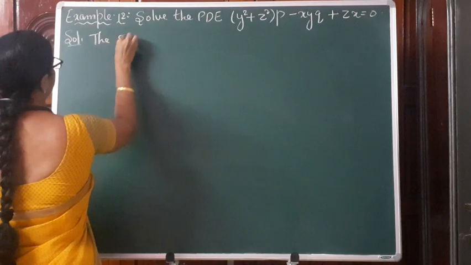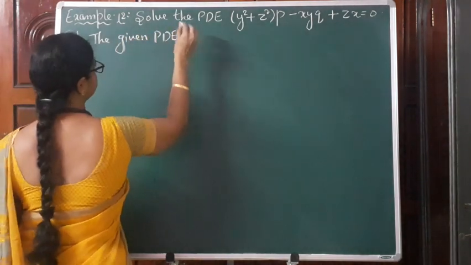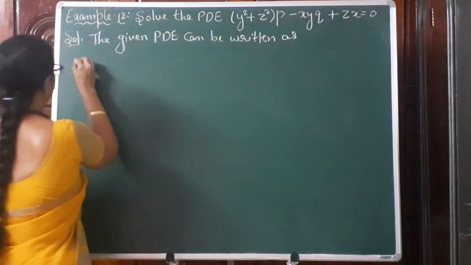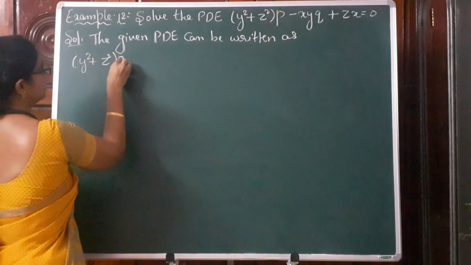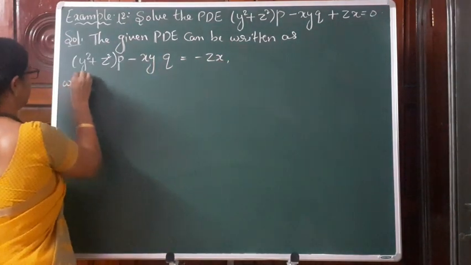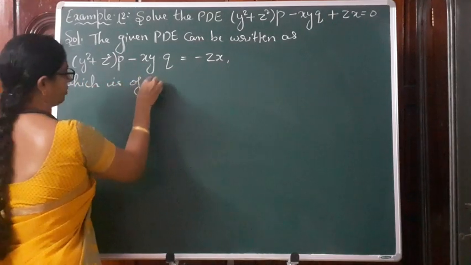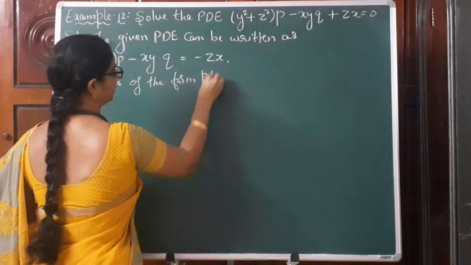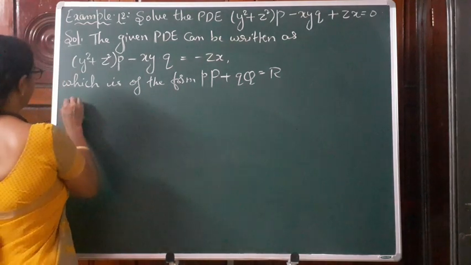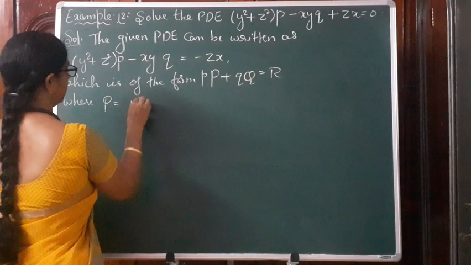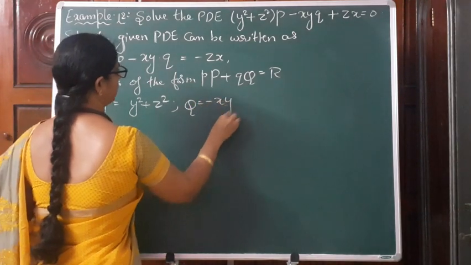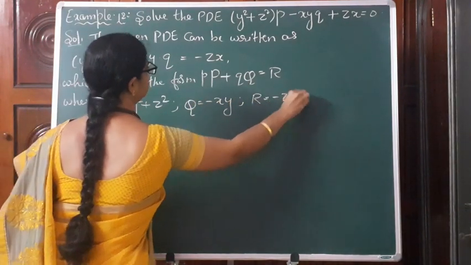The given PDE can be written as (y squared plus z squared) p minus xy q is equal to minus zx, which is of the form p into capital P plus q into capital Q is equal to R, where P is equal to y squared plus z squared, p is the quotient of dou z by dou x, Q is equal to minus xy, and R is equal to minus zx.